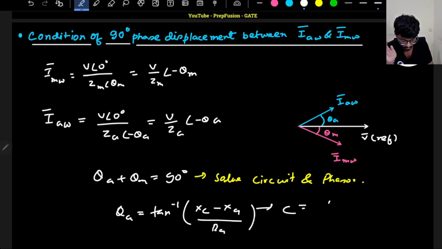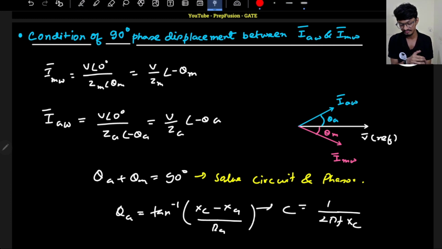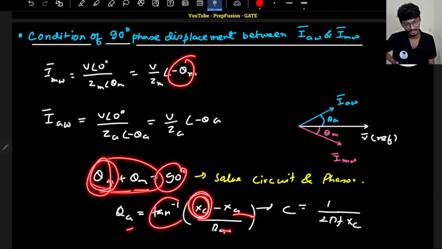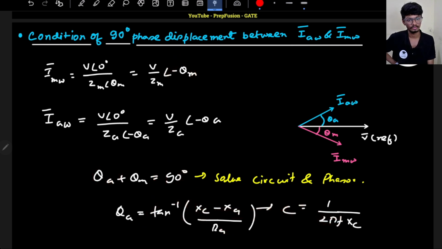C is equal to 1 by 2 pi f Xc, right? Ultimately in the question they will ask what is the value of capacitor for which I will get 90-degree phase displacement between the main winding and the auxiliary winding. So you will find theta m and write the equation theta a plus theta m equals 90. From there you will find theta a, and theta a is tan inverse of (Xc minus Xa). From there you will find Xc, and your C will be equal to 1 by 2 pi f Xc. That's it, nothing more you have to do.